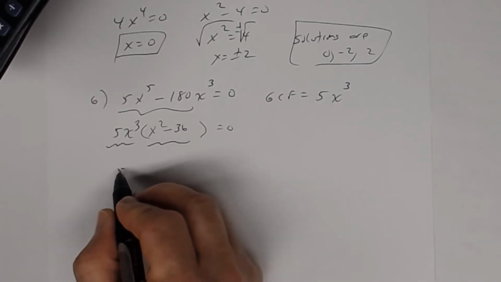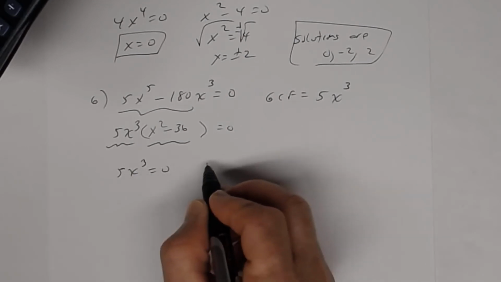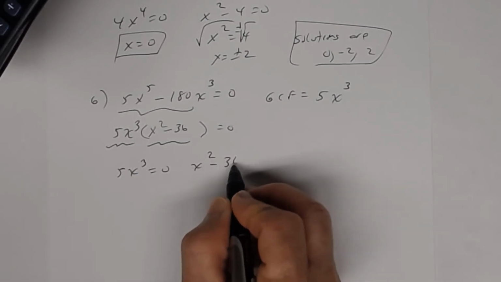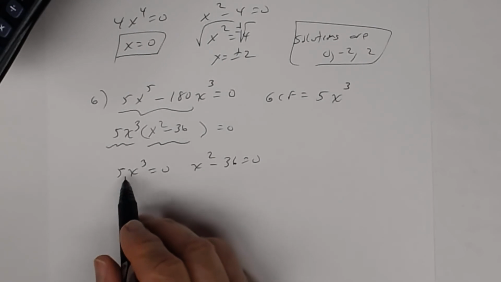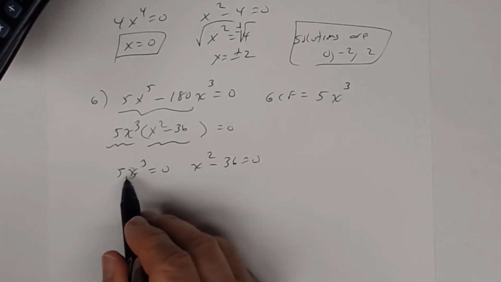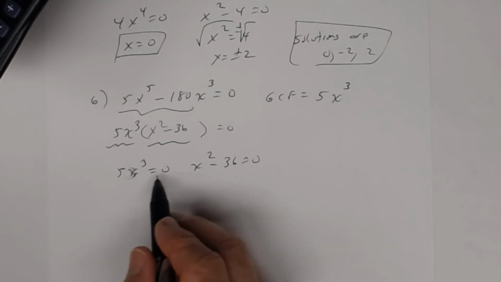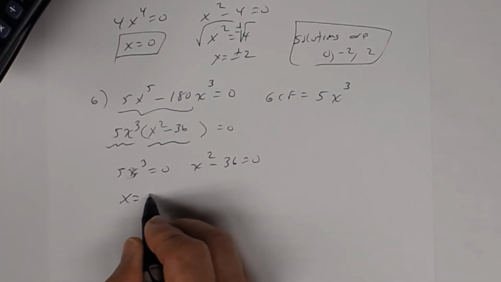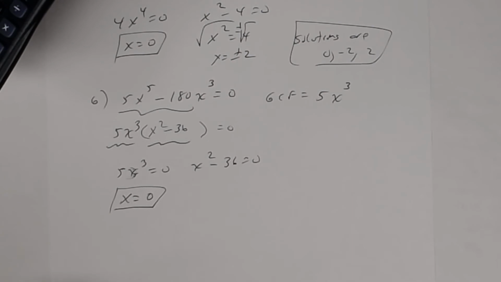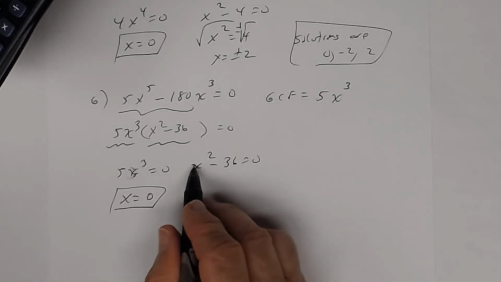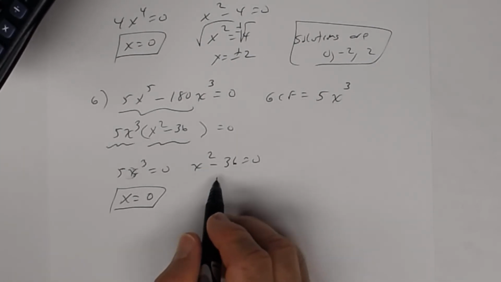And now using the zero factor property, set both of those equal to 0. So I get 5x cubed equals 0, and x squared minus 36 equals 0. And then again, what number? So that's a monomial right here. So what number cubed times 5 is 0? What must x be? The only thing that works is 0. Over here, what number squared minus 36 is 0?